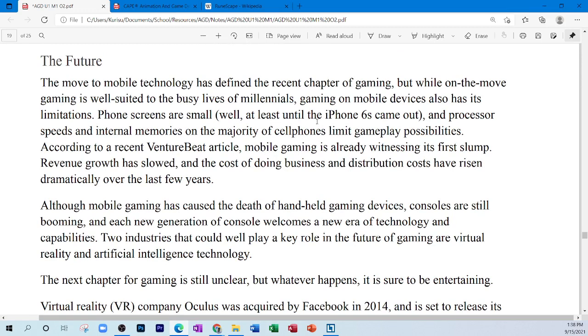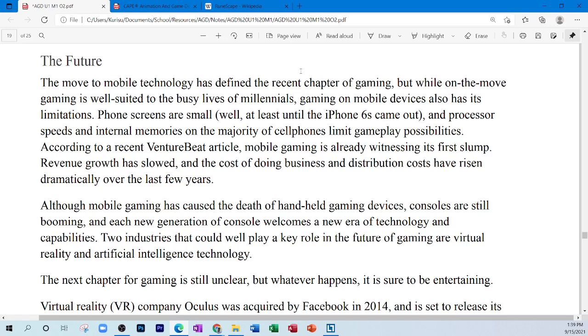The move to mobile technology has defined a recent chapter of gaming. But while on the move, gaming is well suited to the busy lives of millennials. Gaming on mobile devices also has its limitations. Phone screens are small, well, at least until the iPhone 6s came out, and processor speeds and internal memories on the majority of cell phones limit gameplay possibilities.